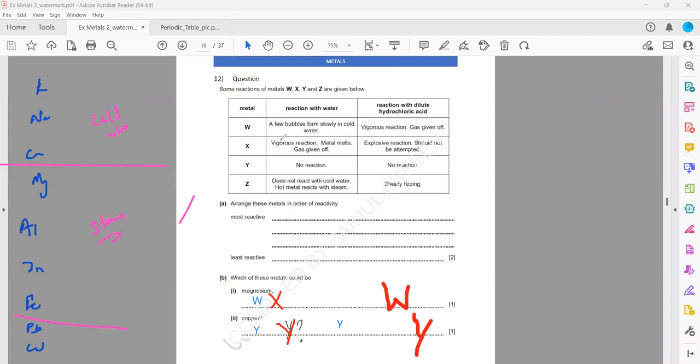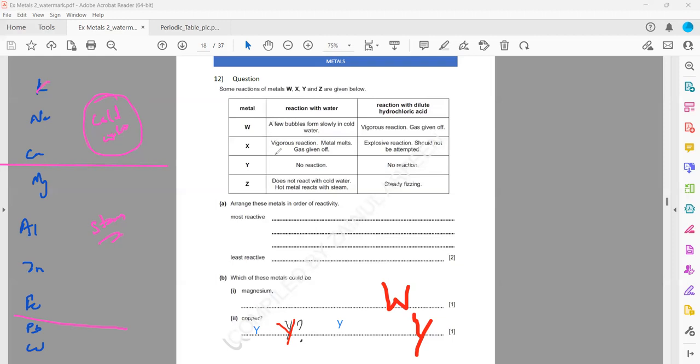So what we need here is a more reactive metal, because in terms of vigorous reaction, potassium, sodium, and calcium can react with cold water easily. Why can X not be magnesium? Because metal X has a vigorous reaction, the metal melts and a gas is given off. So X is reacting vigorously with the cold water, but magnesium cannot react vigorously with cold water. That's why X cannot be magnesium.